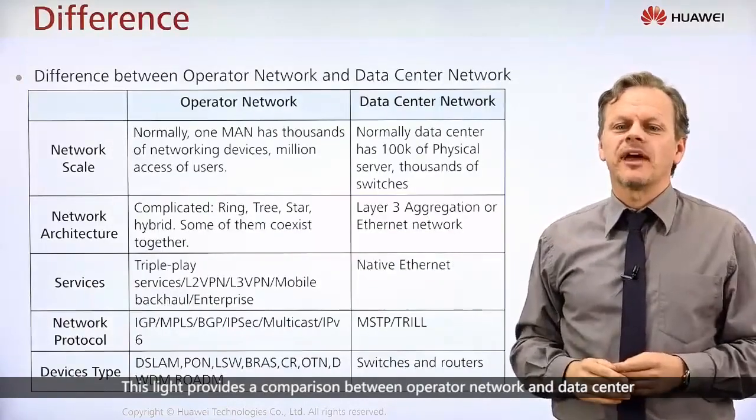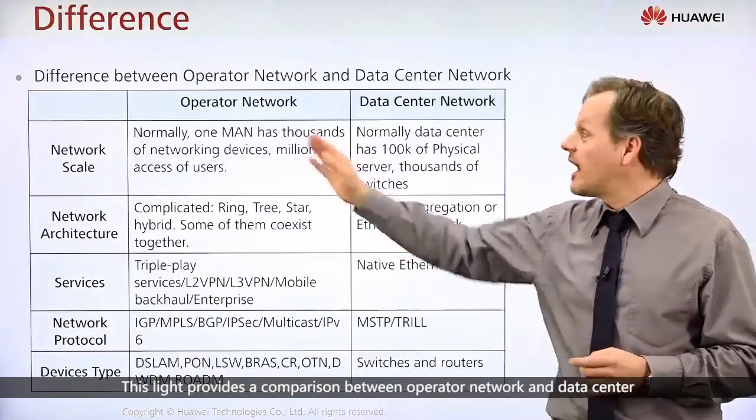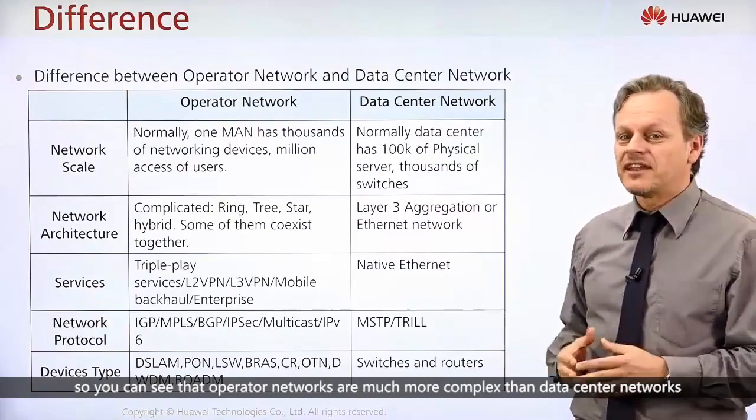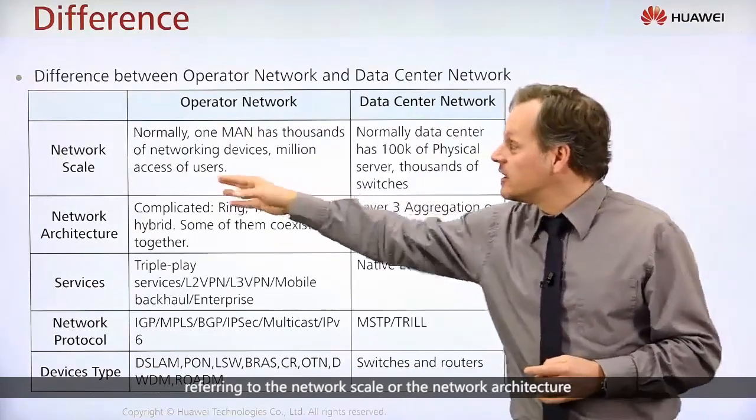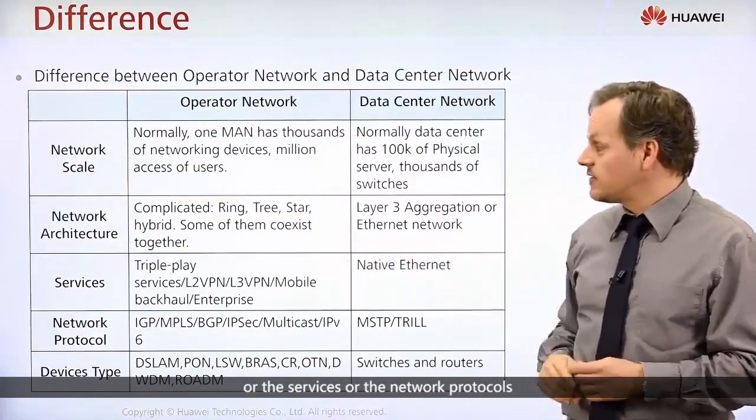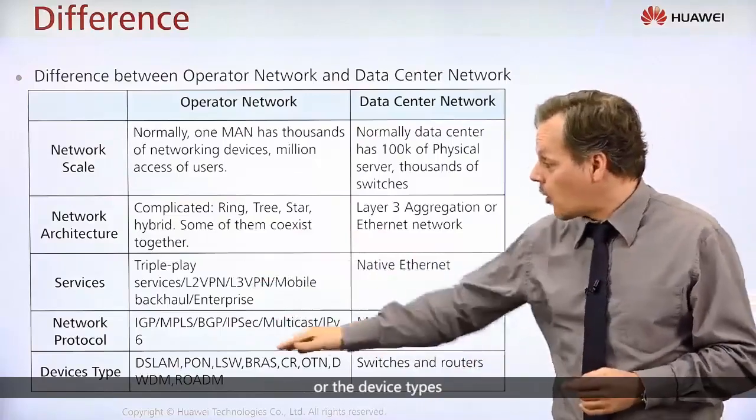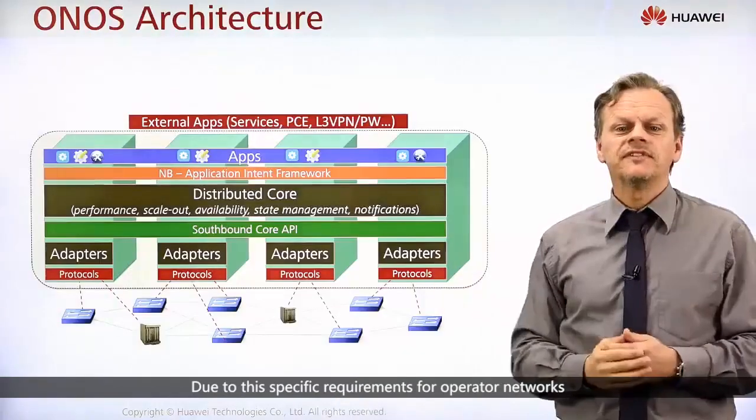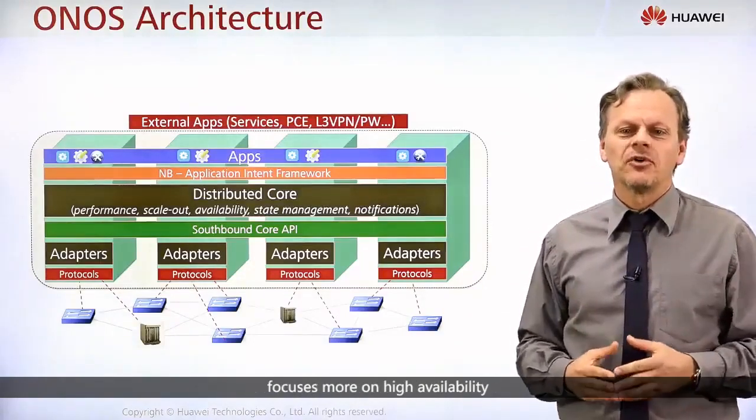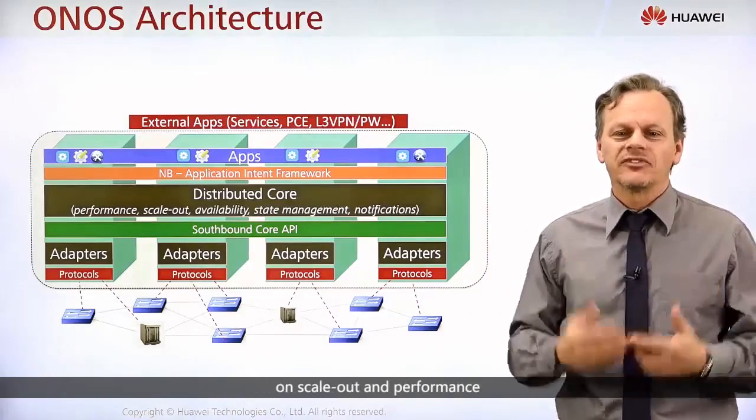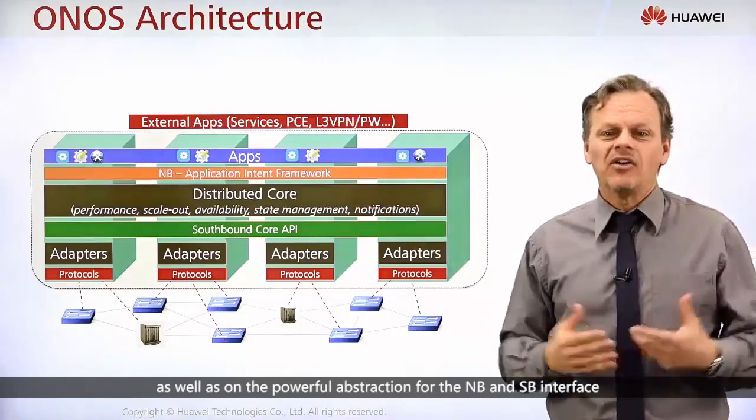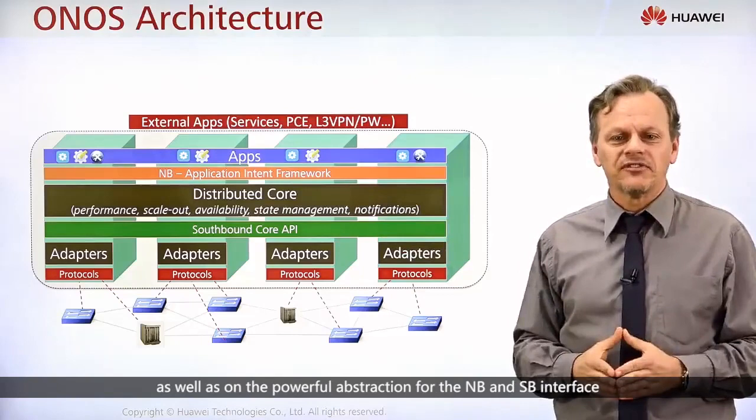This slide provides a comparison between operator networks and data centers. You can see that operator networks are much more complex than data center networks, referring to the network scale or the network architecture or the services or the network protocols or the device types. Due to these specific requirements for operator networks, the ONOS architecture focuses more on high availability, on scale out, and on performance, as well as on a powerful abstraction for the northbound and the southbound interface.